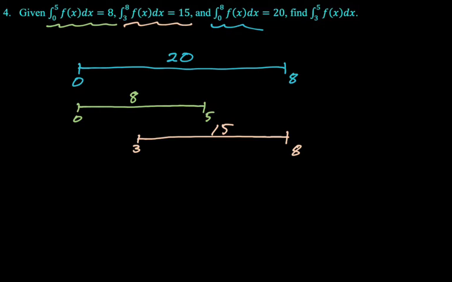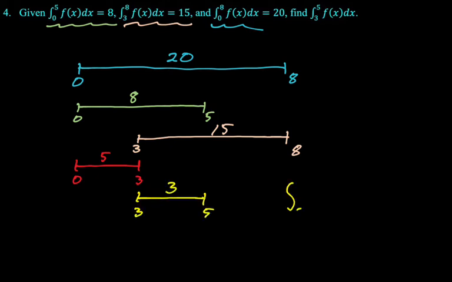So because I know 0 to 8 and I know 3 to 8, I know that the difference from 0 to 3 should be 20 minus 15, which should be 5. So this length here should be 5, because now 0 to 3 plus 3 to 8 gives us 20. And then the question was, what is the integral from 3 to 5? Well, I now know that from 0 to 3 is 5, and from 0 to 5 is 8. So from 3 to 5 should be the difference. It should just be 3.